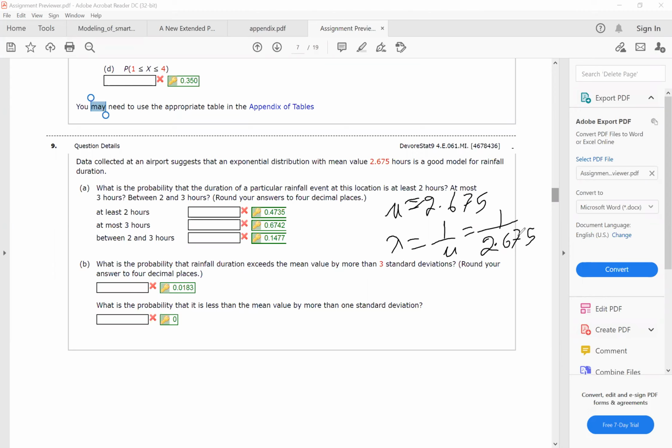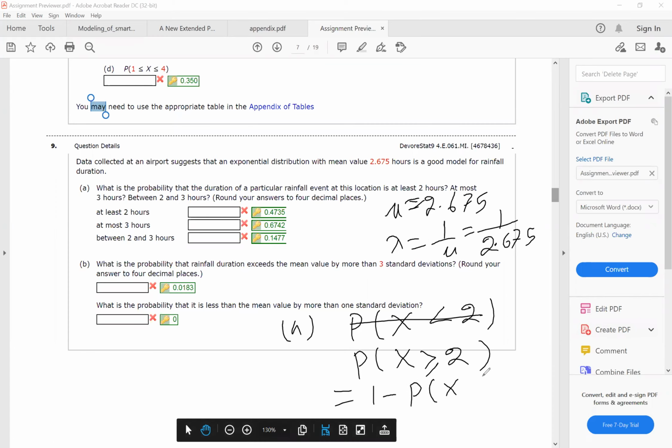In part A, what is the probability that the duration of a particular rainfall event at this location is at least 2 hours? At least 2 hours means x less than 2, because x is the duration of the rainfall and the value of x is from 0 to infinity. So at least, okay, actually I did wrong. This is at most 2, x less than 2. So how can we write at least 2? X cannot be less than 2, right? So that's when x is greater than or equal to 2. So this can be written as 1 minus probability of x less than 2.